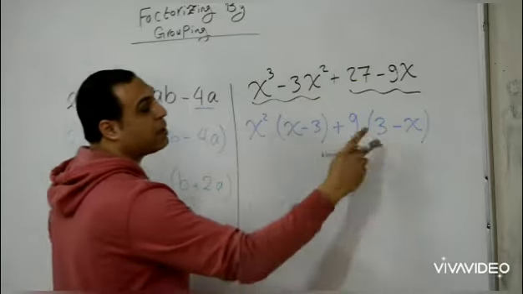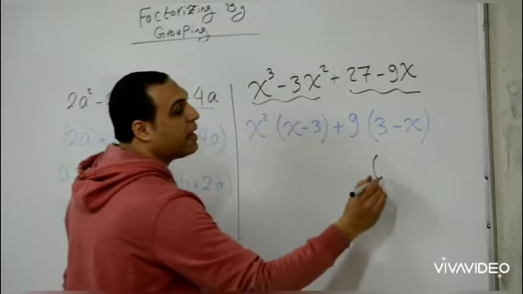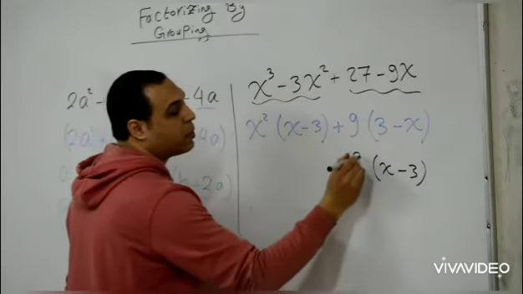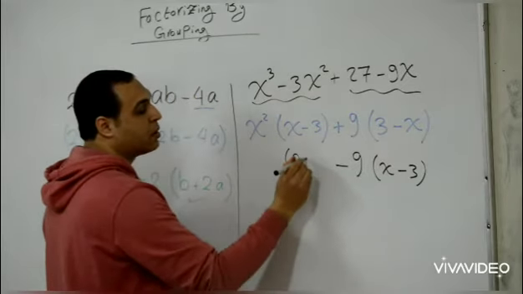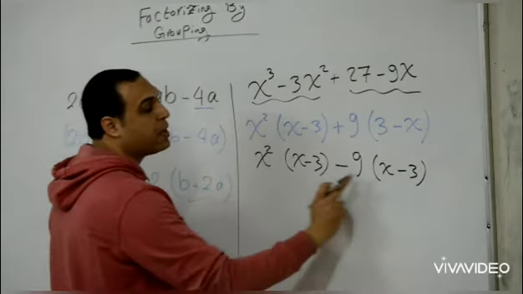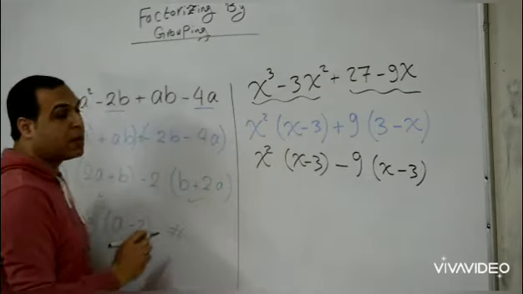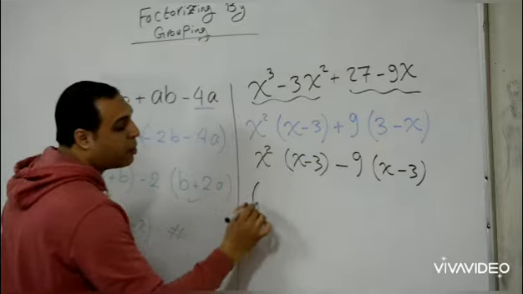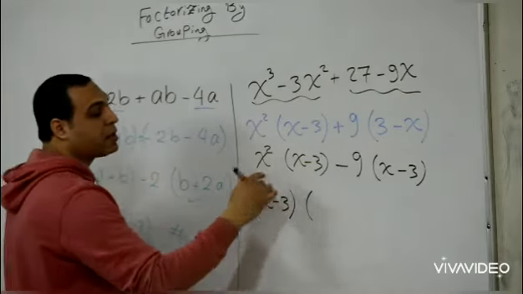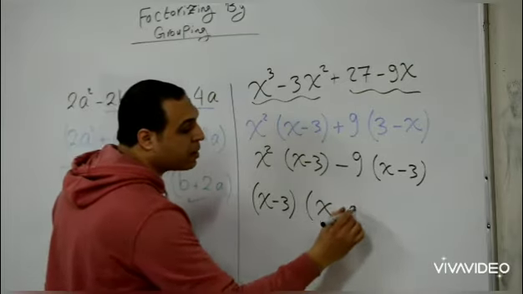So I have to replace these two terms by taking a negative common factor, like this one. Now, these two brackets are like each other, so I can take them as a common factor, which is x minus 3. The remaining part is x power 2 minus 9.